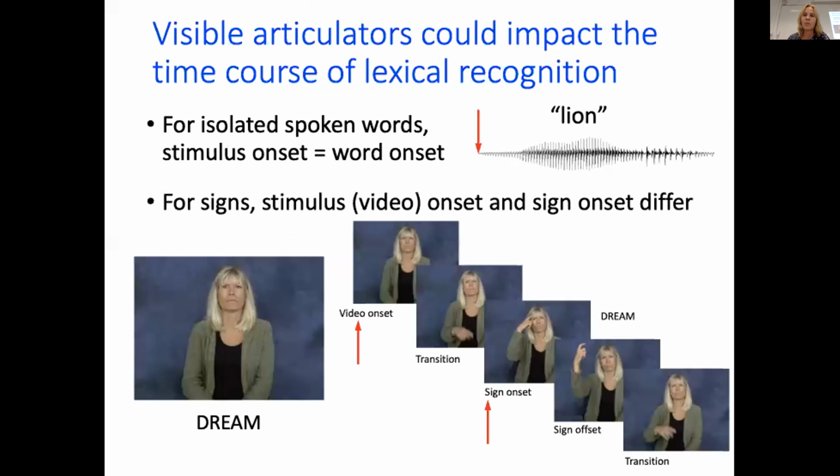I'm going to contrast that with signs. I'm going to show you the ASL sign for dream. It looks like this in the video. What you can see is the video onset differs from the sign onset. The onset of the sign is when her hand reaches the target location at the forehead. So there's this visible transition from a rest position to the actual onset. That differs from what we see for spoken words, where the stimulus onset and the word onset are the same. So we are interested in the ramifications of this difference for the time course of sign recognition.